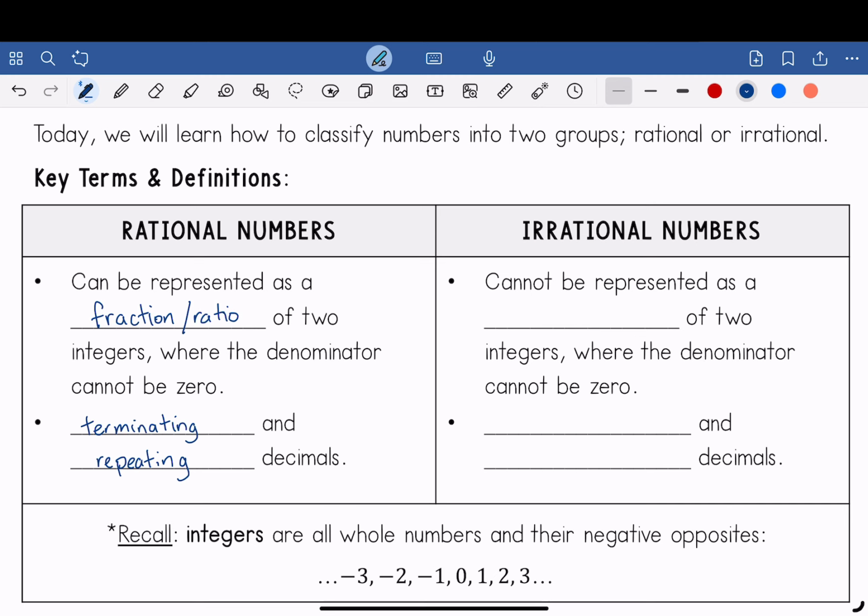So irrational numbers cannot be represented as a fraction or ratio. So it's basically, if it's not a rational number, it's an irrational number. It cannot be represented as a ratio of two integers where the denominator cannot be 0, and it is a non-terminating and non-repeating decimal.